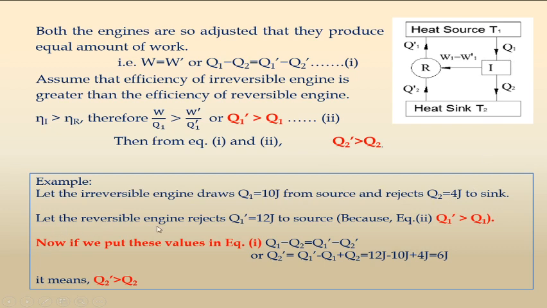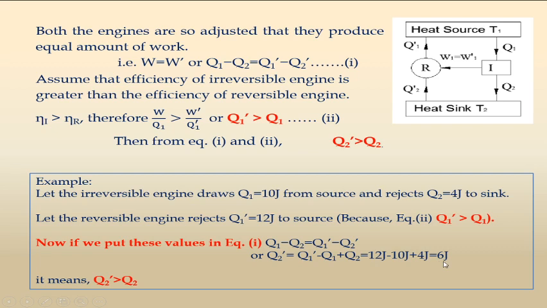Now let us take the reversible engine. Say it will reject 12 joules of heat to the source, because Q1 dash is greater than Q1. Since Q1 is 10 joules, I am assuming a slightly more value for Q1 dash. So it is rejecting 12 joules of heat to the source. Now putting these three values into equation number 1, that is Q1 minus Q2 is equal to Q1 dash minus Q2 dash, we can calculate the value of Q2 dash. If we solve this, we get 6 joules as the answer.